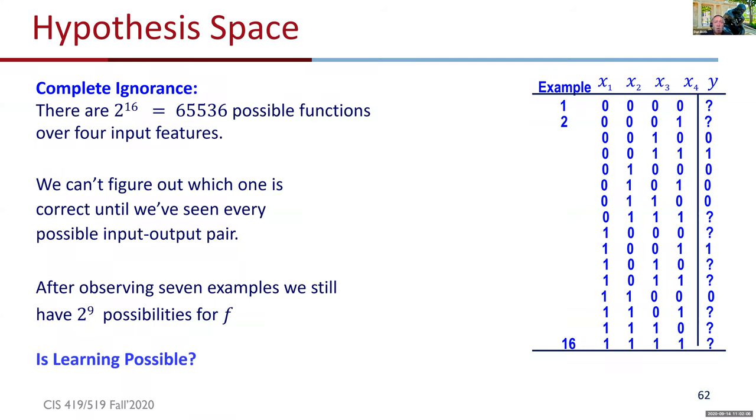And this is where the notion of hypothesis space comes in. If I were to tell you everything is possible, all possible functions over this space of four input features are possible, then there'll be 512 options and no idea which one is preferred.